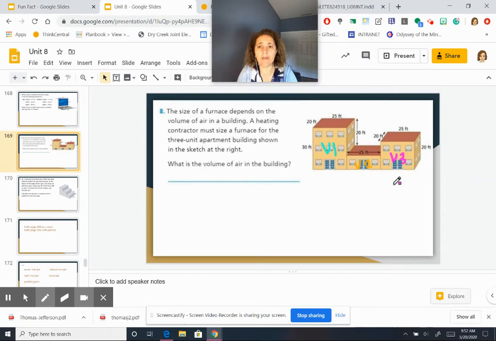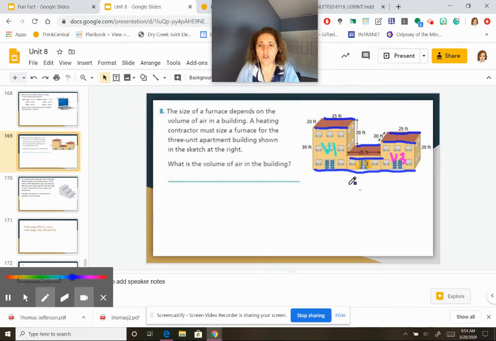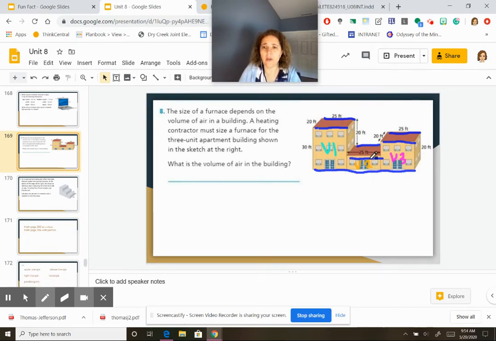So go ahead and find all your lengths and trace over them. I'm going to use my blue because that's what I've been using. So go ahead and pause the video and do that. Okay, so as you can see, I did all my lengths. So this is a length, that's a length, it's parallel, it's opposite, that's a length, that's a length, that's a length, that's a length. So I got all my lengths.